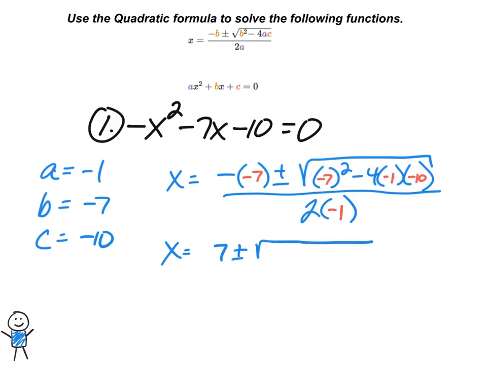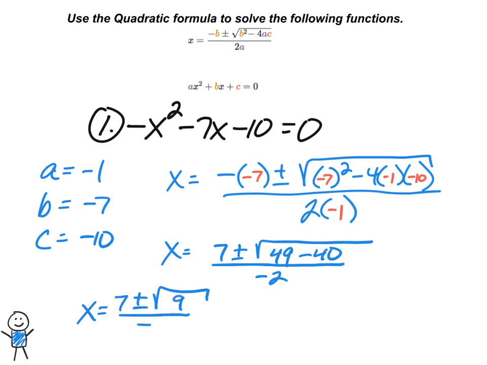the square root of negative 7 squared, which gives me a positive 49, and negative 4 times negative 1 is a positive 4. Positive 4 times negative 10 gives me a negative 40, all divided by 2 times negative 1, which is a negative 2. Continuing to simplify, I have 7 plus or minus the square root of 49 minus 40, which is 9, all divided by negative 2.